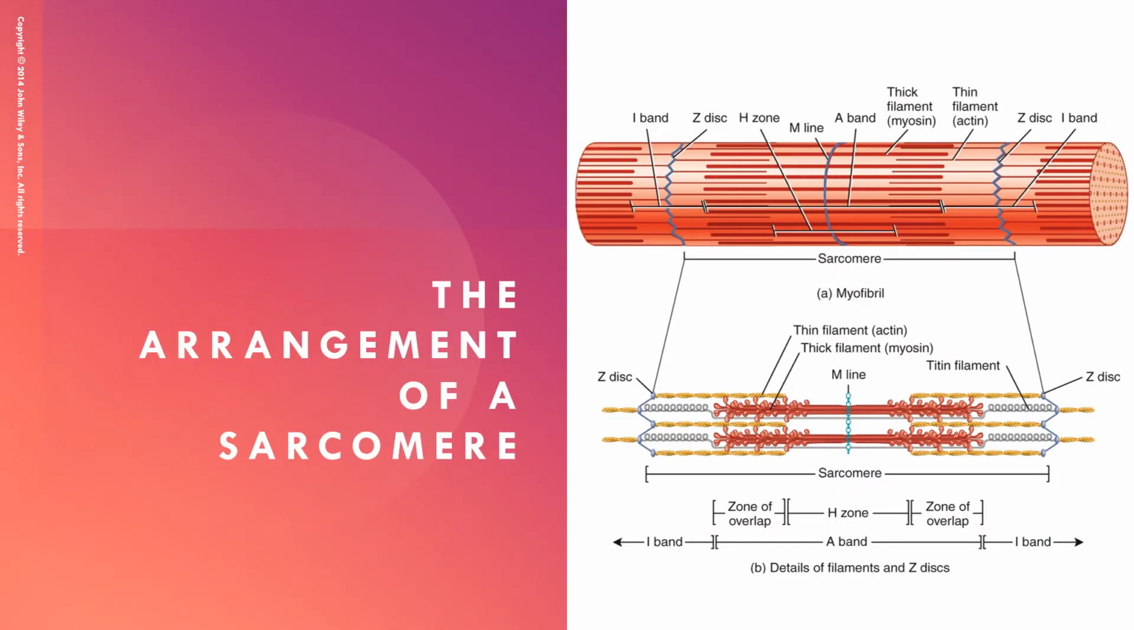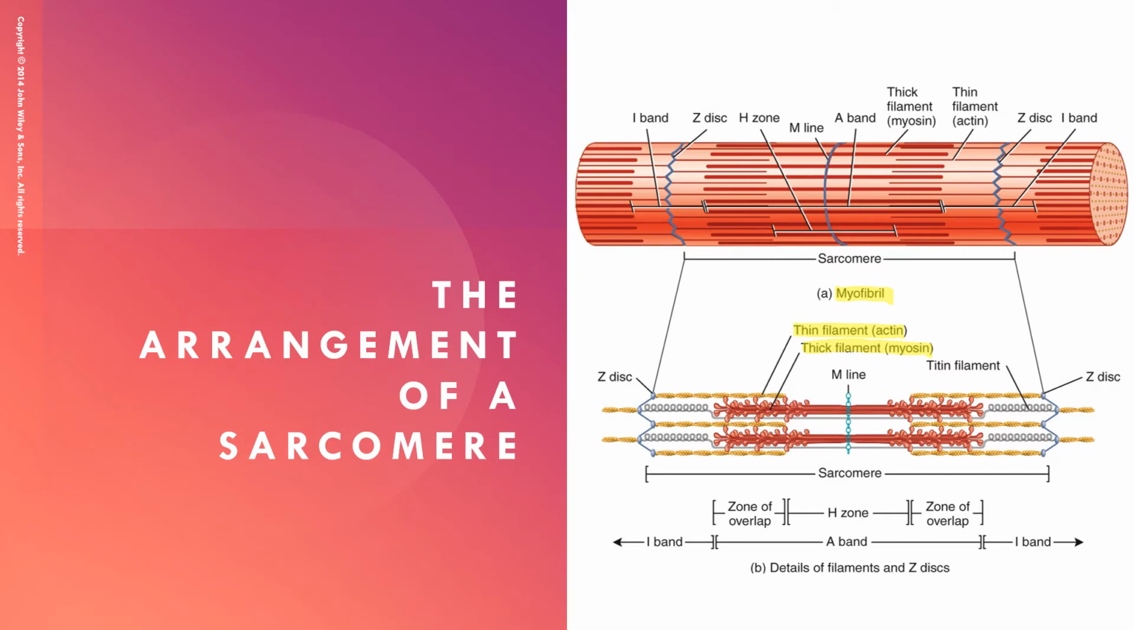Now, within myofibrils, you have smaller protein structures called myofilaments, or sometimes just filaments for short. Thin filaments are the smaller of the two. They are only about 8 nanometers in diameter, and they're composed mostly of the protein actin. Thick filaments, on the other hand, are about double in diameter, about 16 nanometers, and they're composed mostly of the protein myosin.